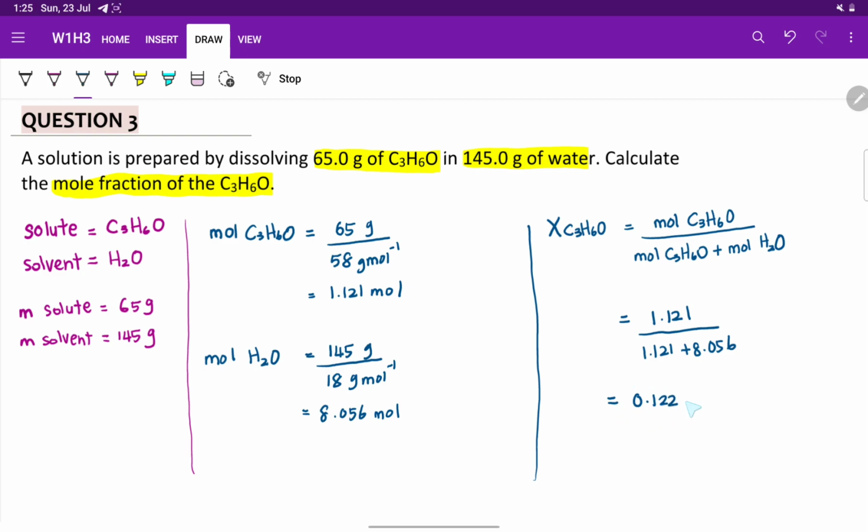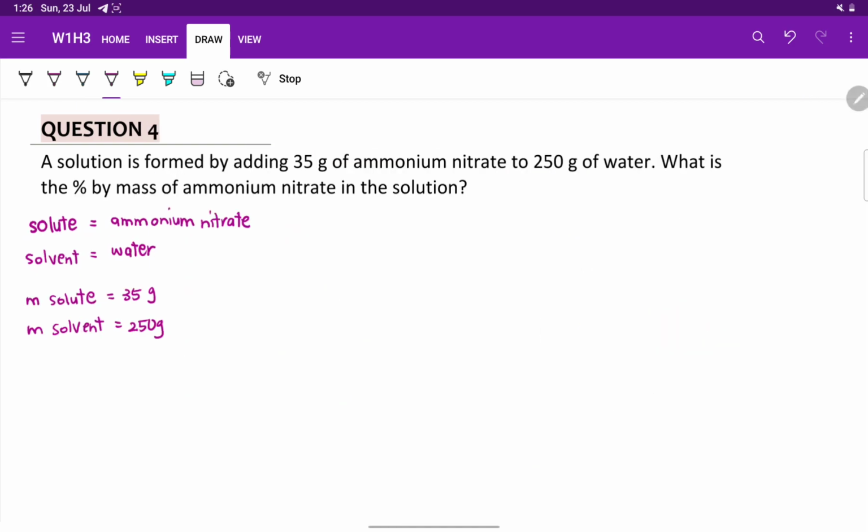Okay, so remember once again, the mole fraction must not exceed 1. So, if you get more than 1, you have to check again. Okay, maybe there is a calculation mistake somewhere. Okay. Moving on to the next question.